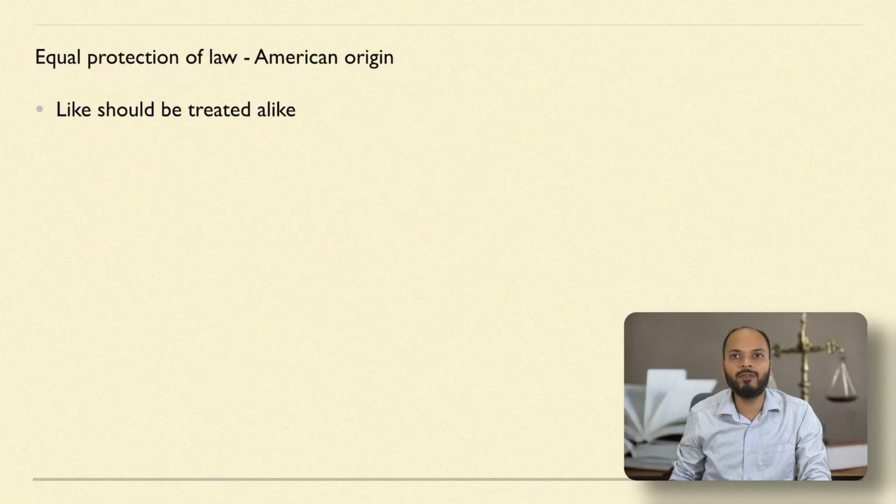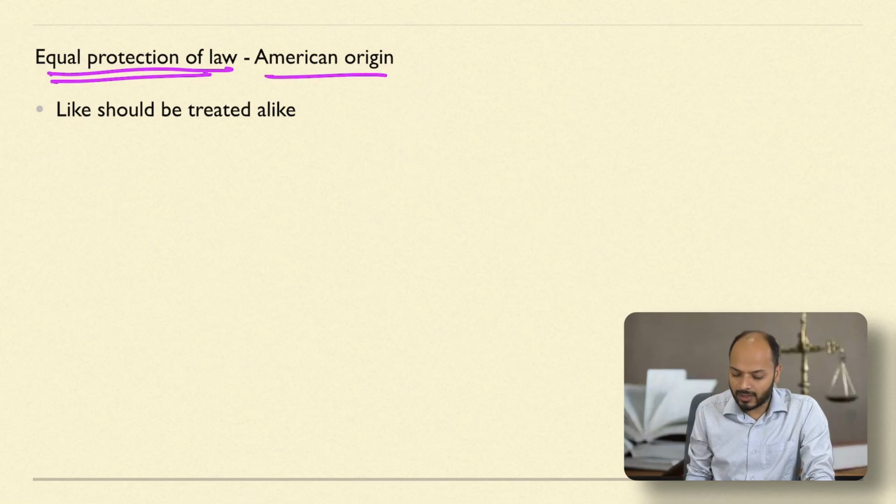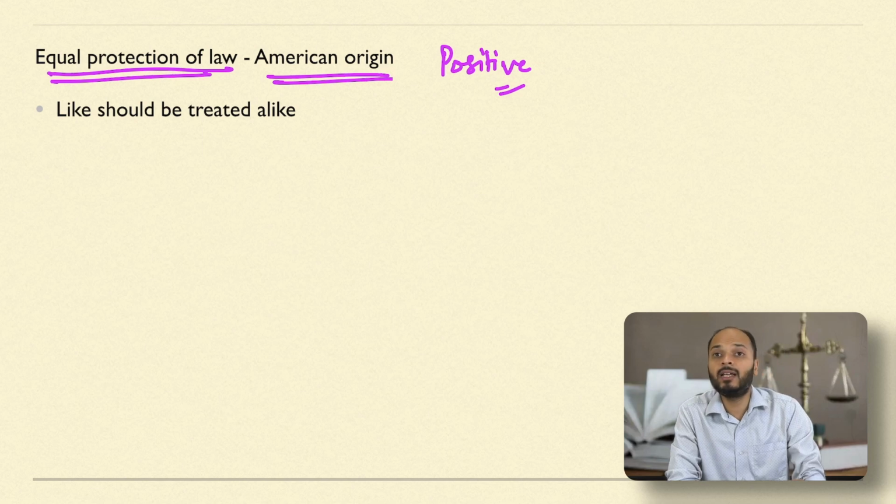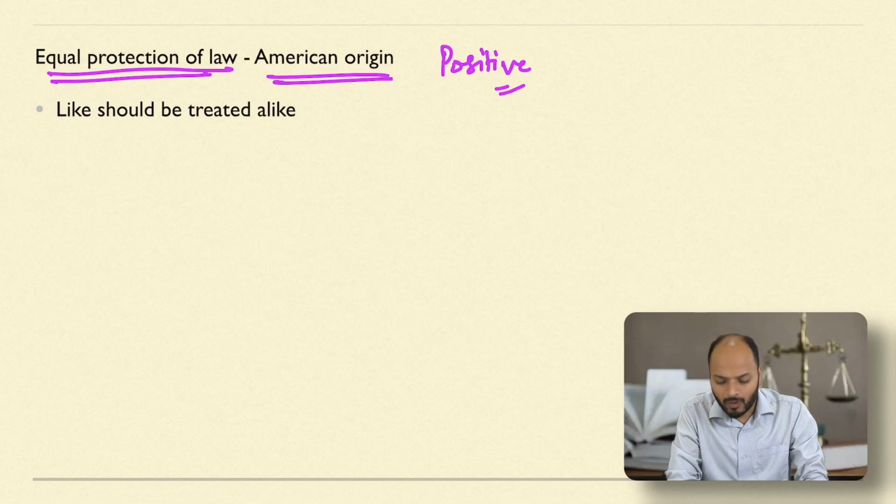Another kind of equality which we have seen in Article 14 was equal protection of law. This kind of equality is of American origin and it is a positive concept. It is not negative, it is a positive concept, meaning it empowers the state to take some favorable action for people of certain communities. What does equal protection of law mean?